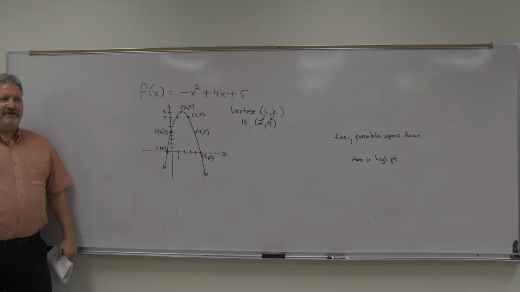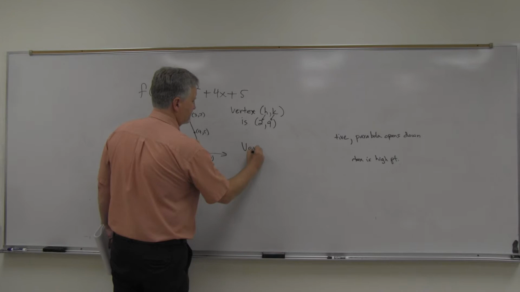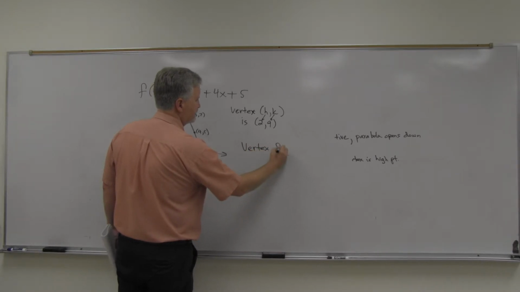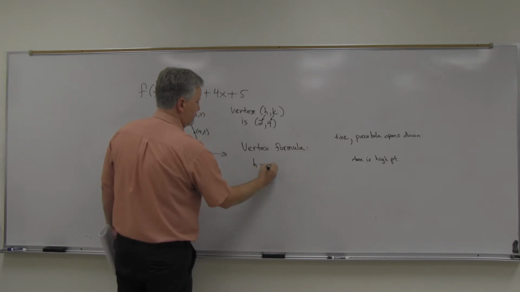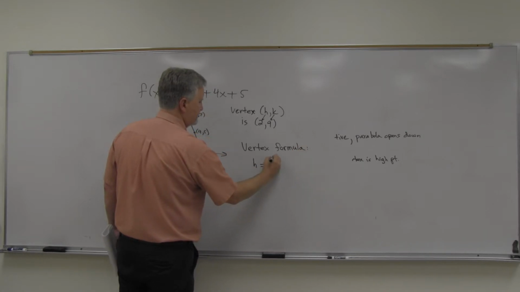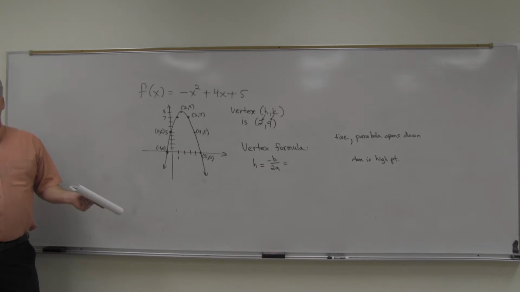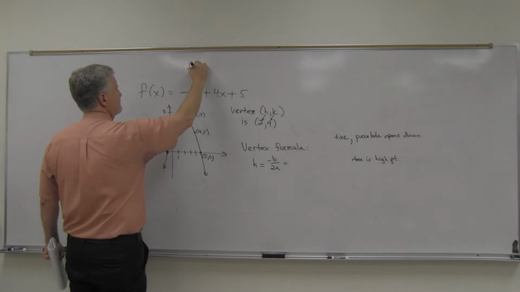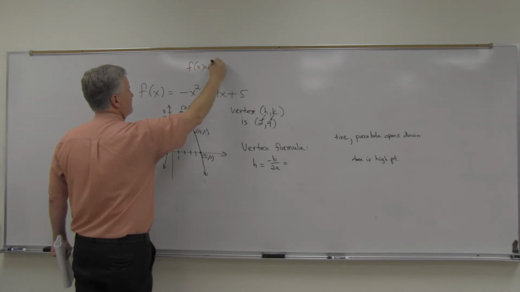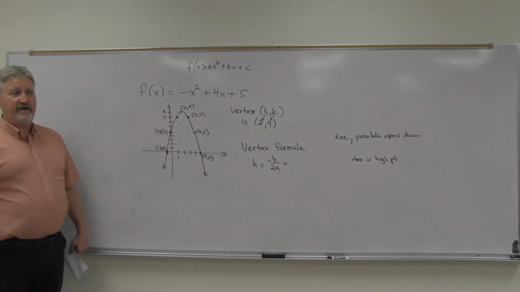So here's an interesting little thing. Call it the Vertex Formula. H equals, let's compute this. H equals -b over 2a. Now again, what am I referring to there? B and A. Well, A, B, C, f of x equals ax squared plus bx plus c. So I'm referring to the a and the b from that.